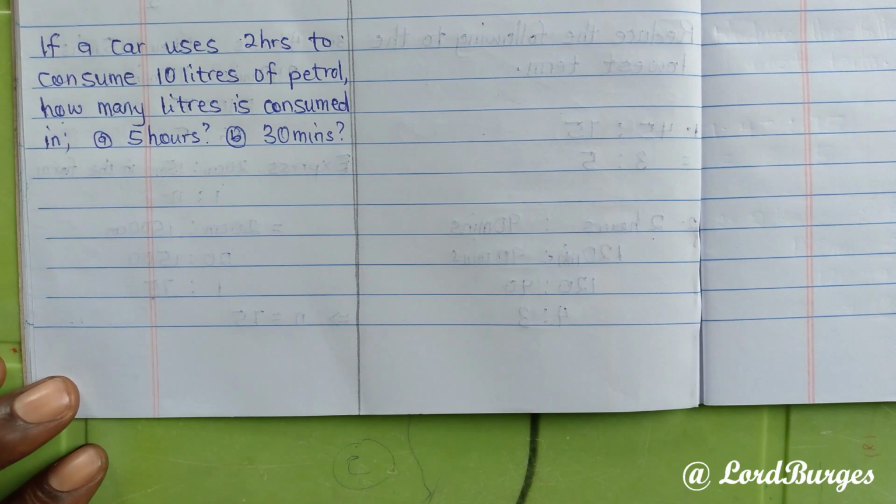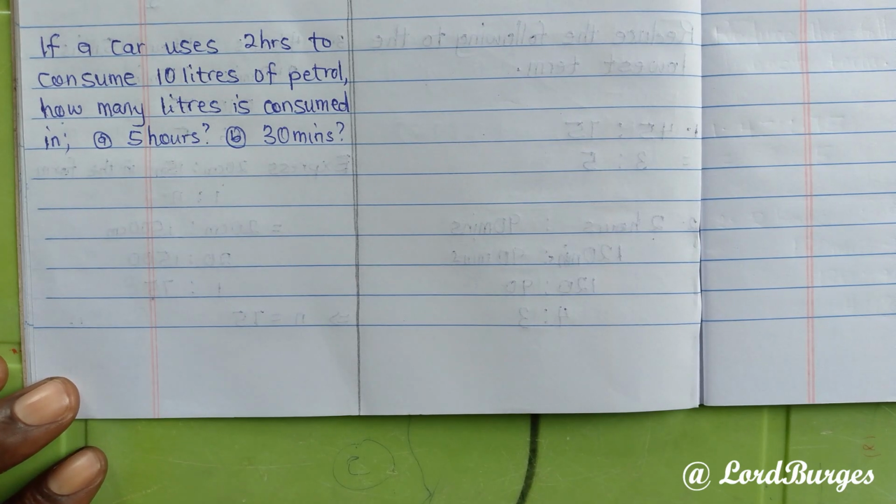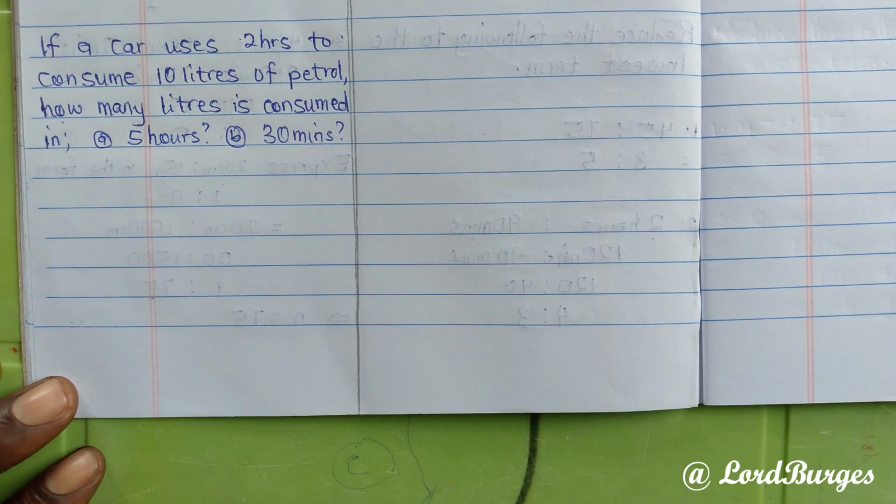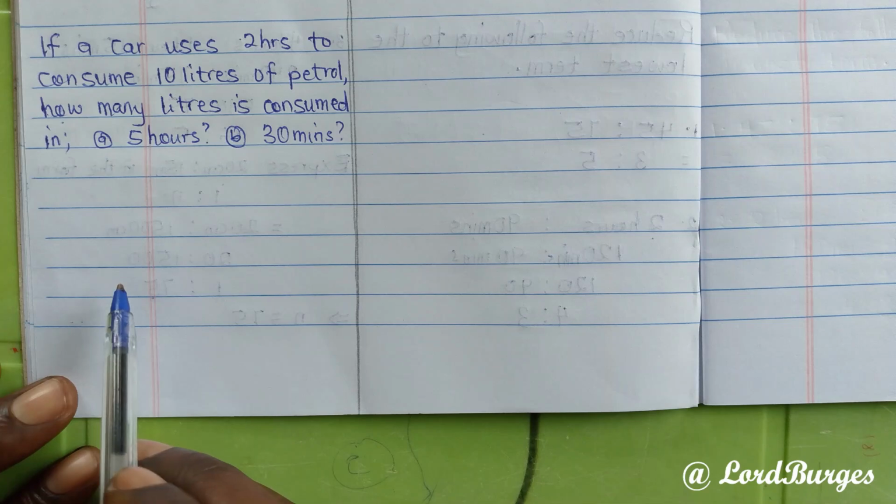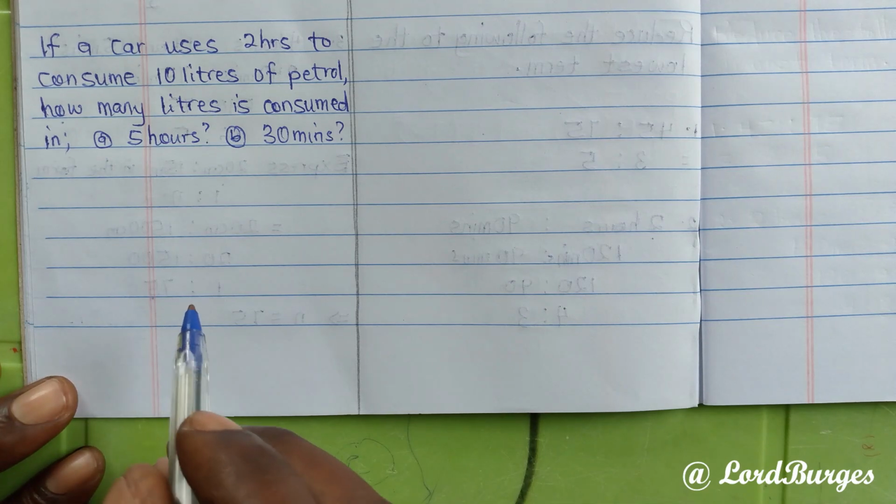If a car uses 2 hours to consume 10 liters of petrol, how many liters is consumed in (a) 5 hours and (b) 30 minutes? This kind of question falls under inverse proportion.